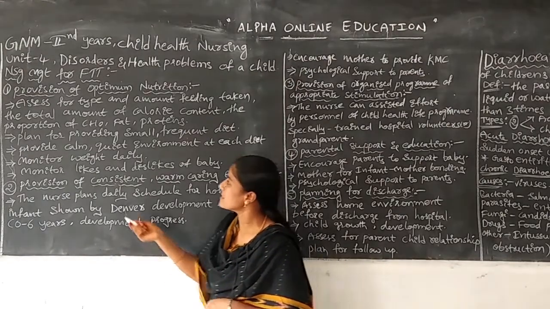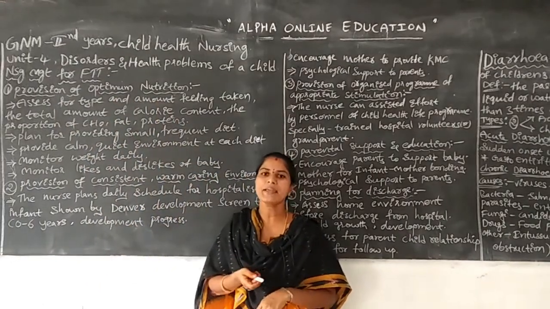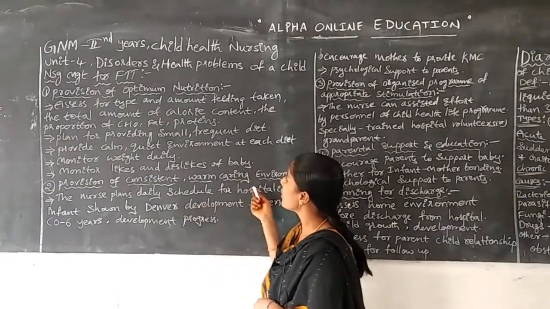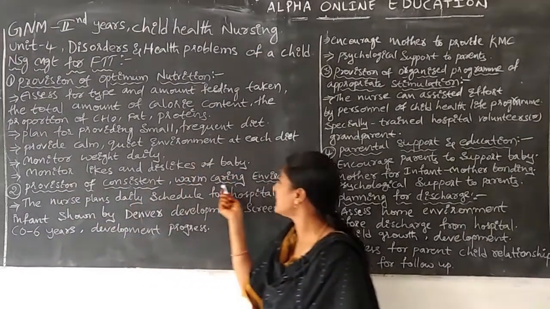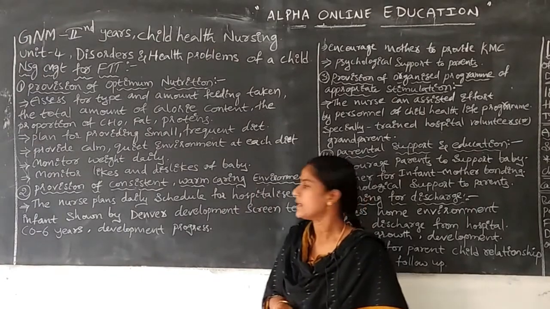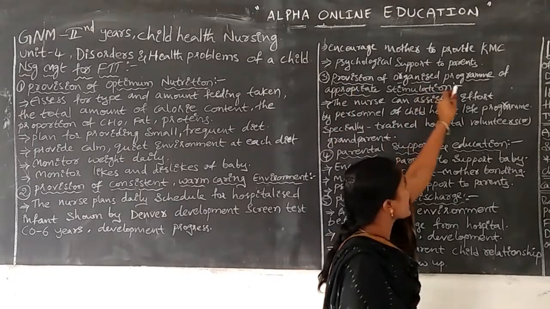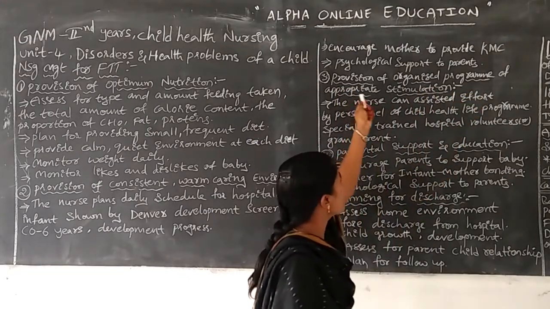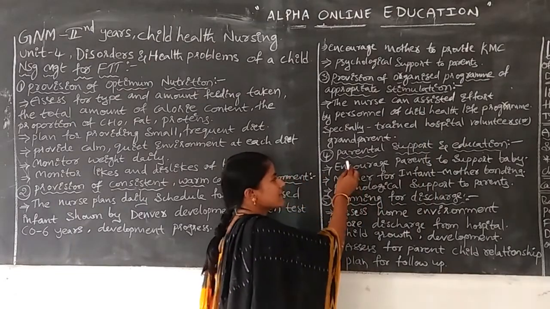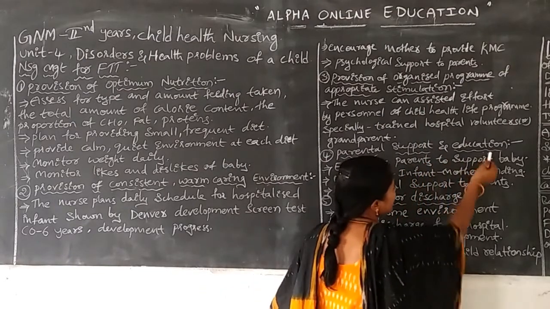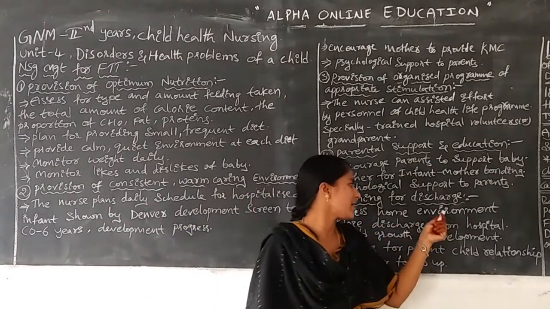Okay, in this the first step is the provision of optimum nutrition. Second one is the provision of a consistent warm caring environment. Okay, the third step is the provision of an organized program of appropriate stimulation. Next, the fourth step is parental support and education. Next, the fifth step is planning for discharge.